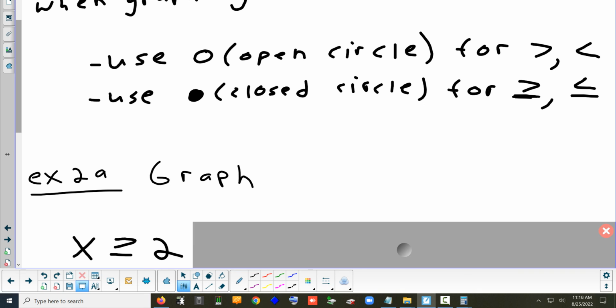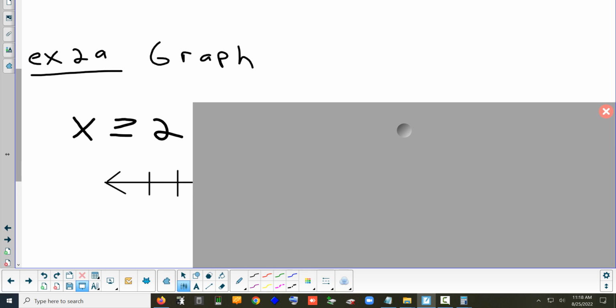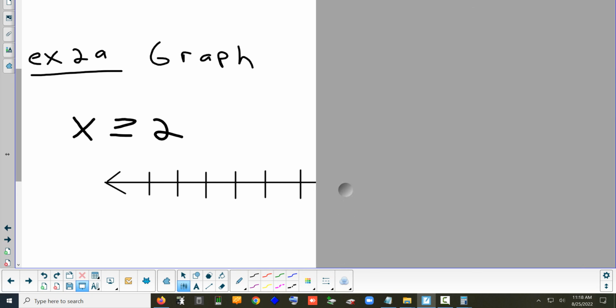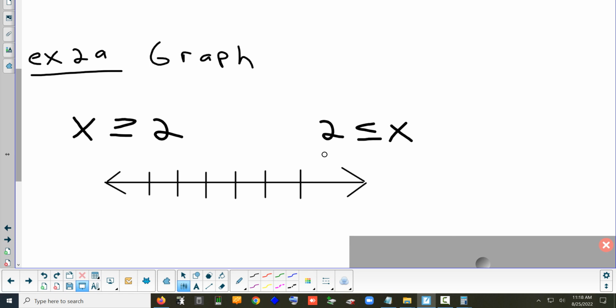So let's try an example of graphing x is greater than or equal to 2. First thing, we decide what kind of circle we're going to use. Then we decide what number we're going to put it on. And then we have to shade in the correct direction. All right, so if we had a number line, let's just go 0, 1, 2, 3. That's enough. First of all, what kind of circle would this problem use? Open or closed? Closed. On what number? 2.